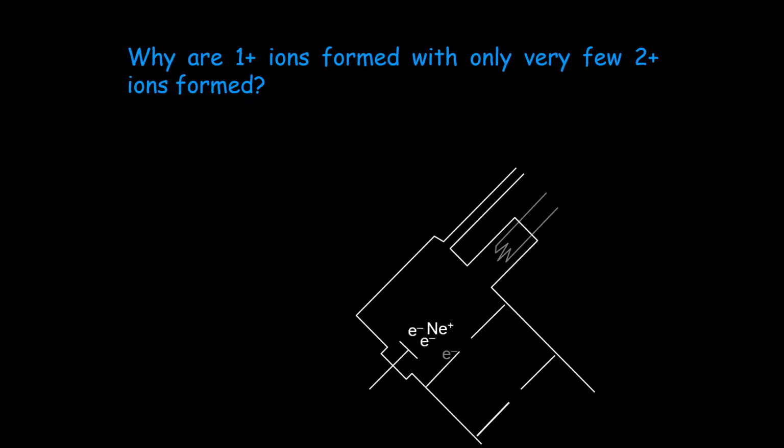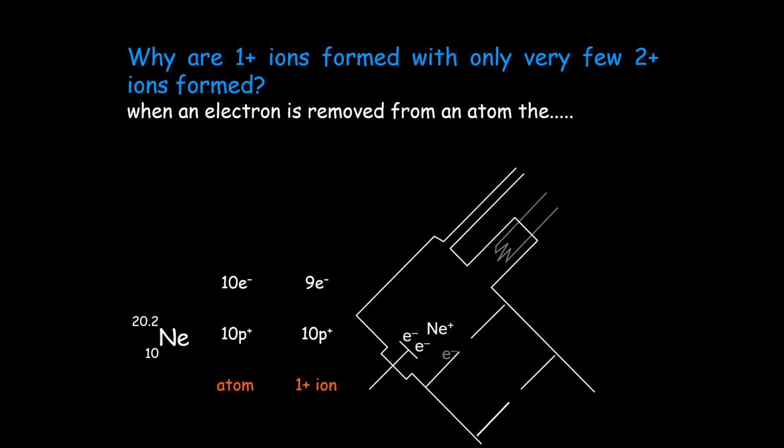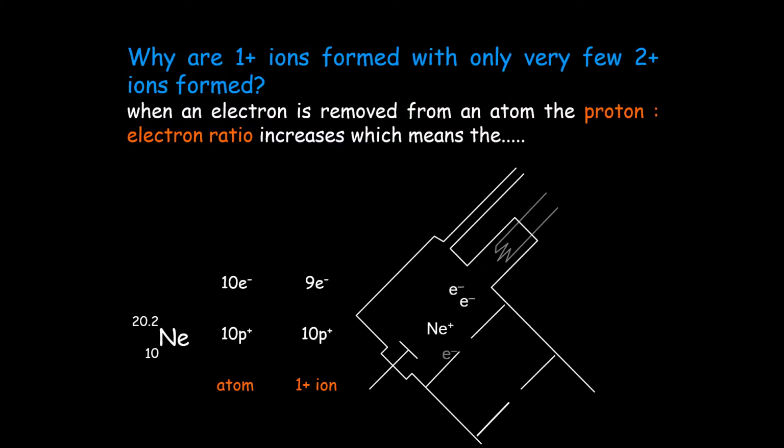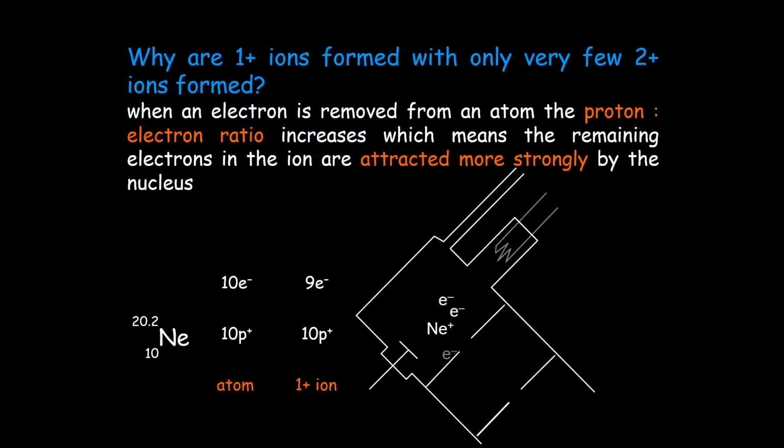This is all to do with the proton to electron ratio. When an electron is removed from an atom, the proton to electron ratio increases, which means the remaining electrons in the ion are attracted more strongly by the nucleus. So the electrons fired from the electron gun would have to be moving more quickly in order to knock out a second electron.